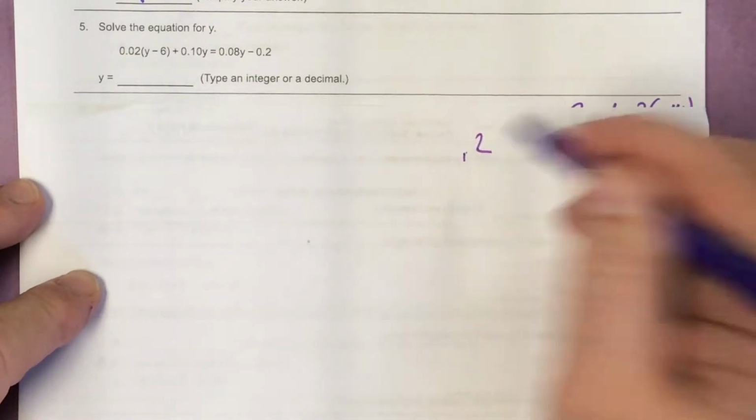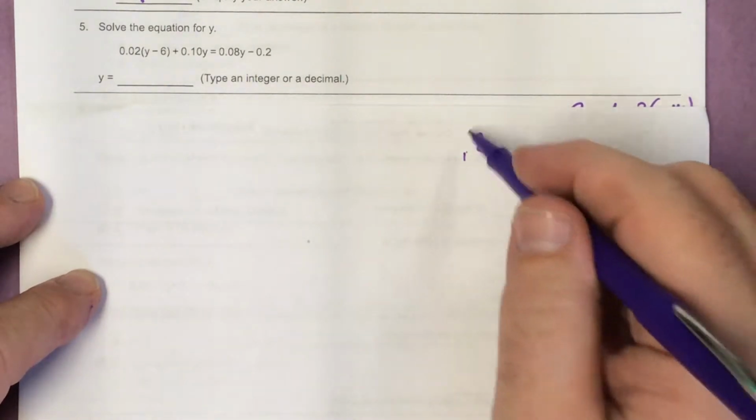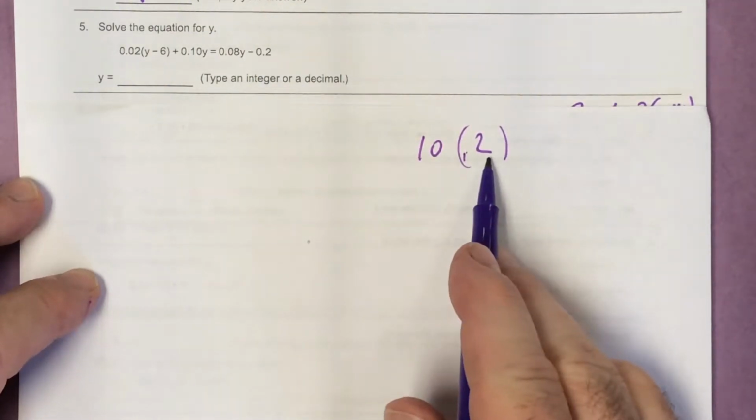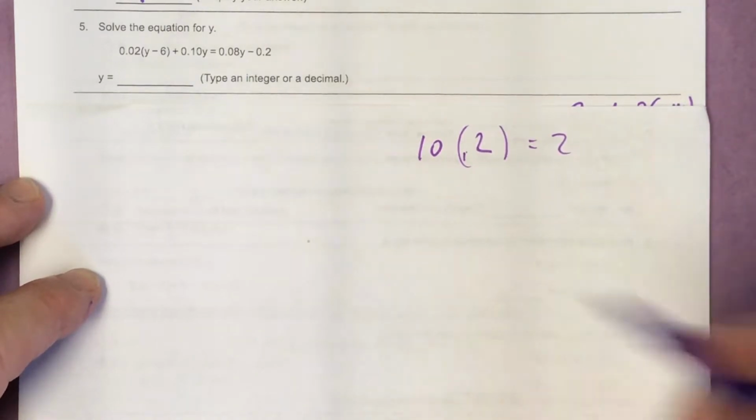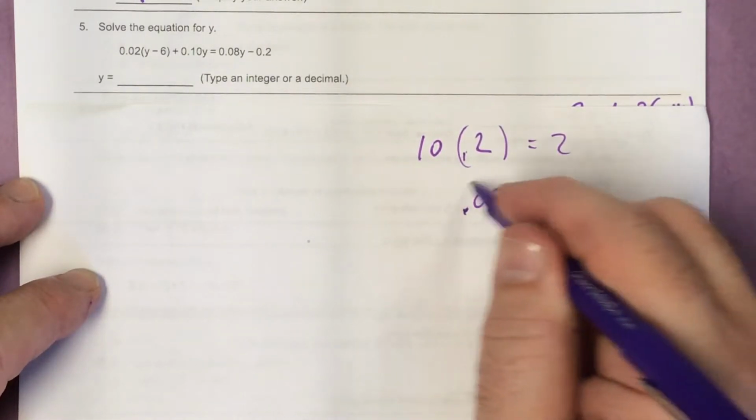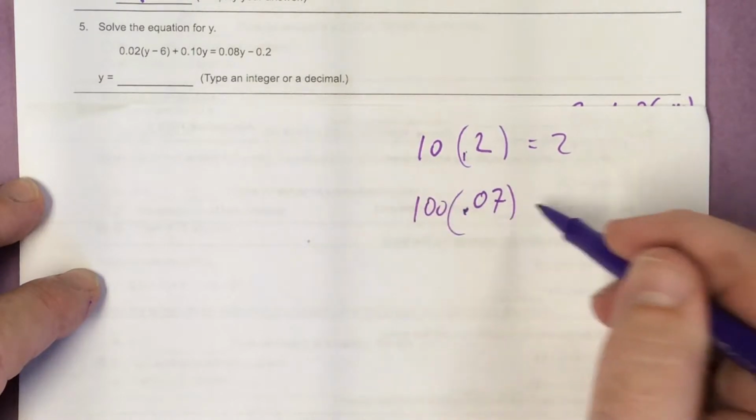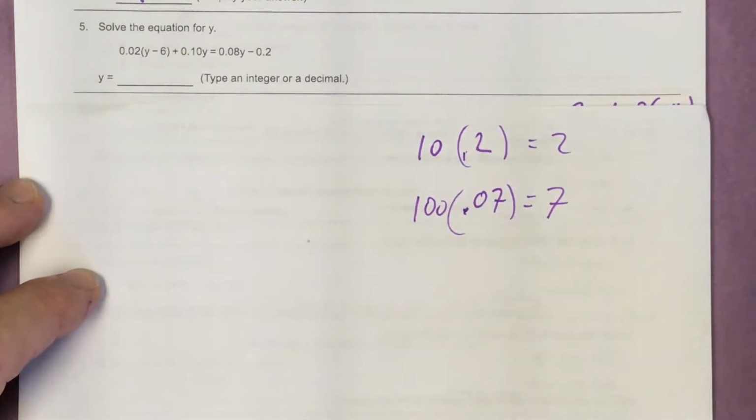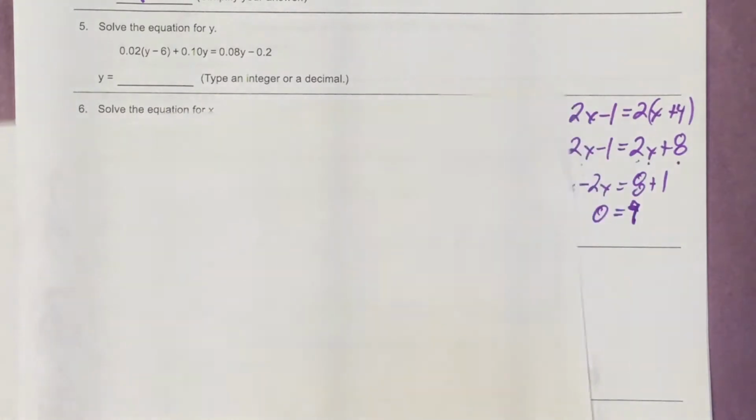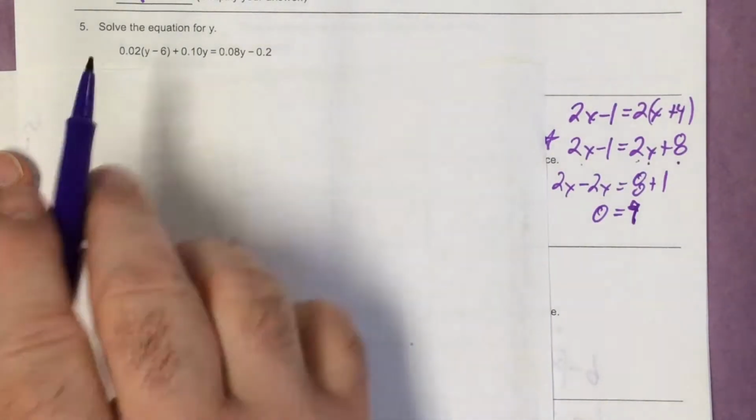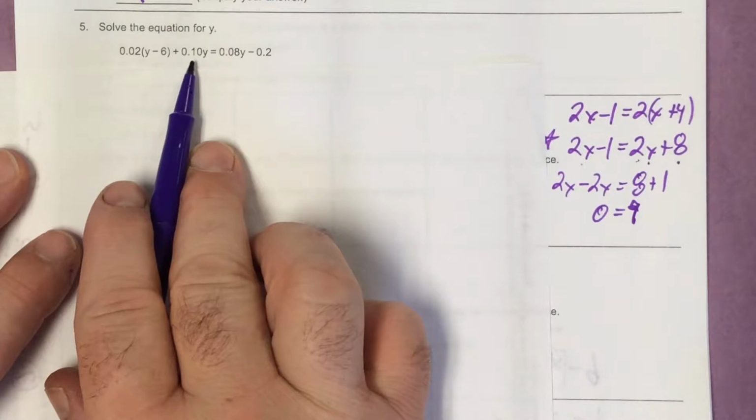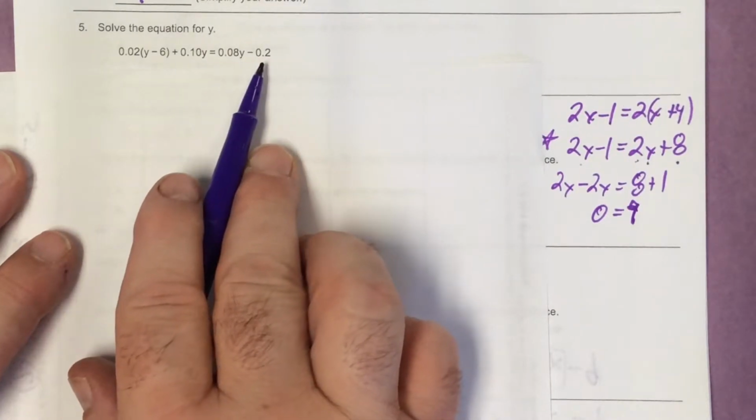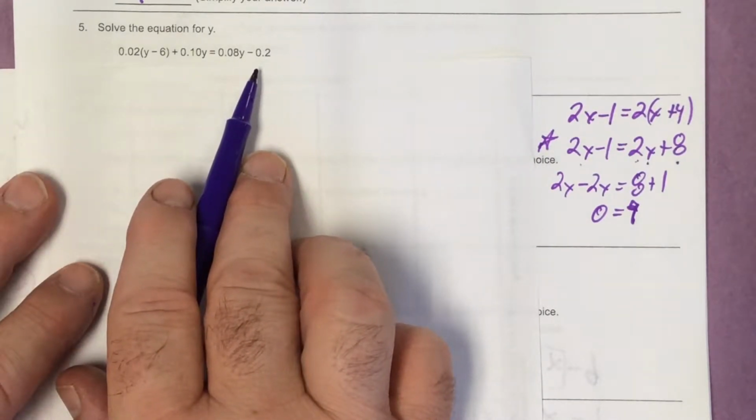Just to take a look here, if we have a number that is written as 0.2, if I want to get rid of the decimal, I can multiply that by 10, because that's to the nearest tenth, that'll equal 2. If I have a number like 0.07, I can multiply something like that by 100, and that's going to become 7. In this particular problem, we've got a number of decimals, like 0.02 here, 0.1 here, 0.08 here, and 0.2 here. The decimals are written out to the nearest hundredth and nearest tenth.